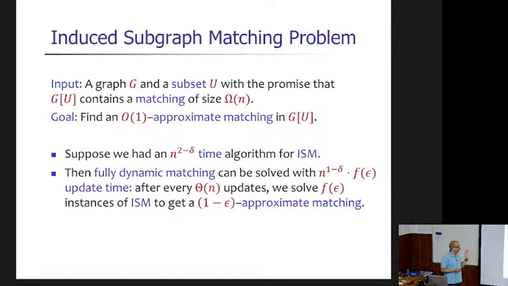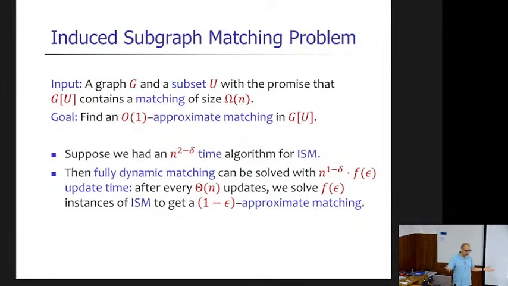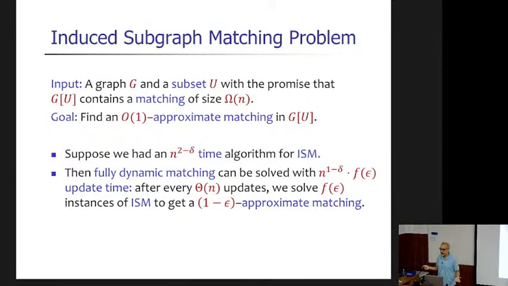Why? You start with the 1 minus epsilon approximate matching. It's going to remain a good quality matching for the next theta n updates. After that, I'm going to recompute a new 1 minus epsilon approximate matching. And how do I recompute? I'll solve some f of epsilon, order 1 instances of ISM. So the cost of solving a constant number of ISM instances, times n to the 2 minus delta, can be amortized over theta n updates, giving me an update time of n to the 1 minus delta.